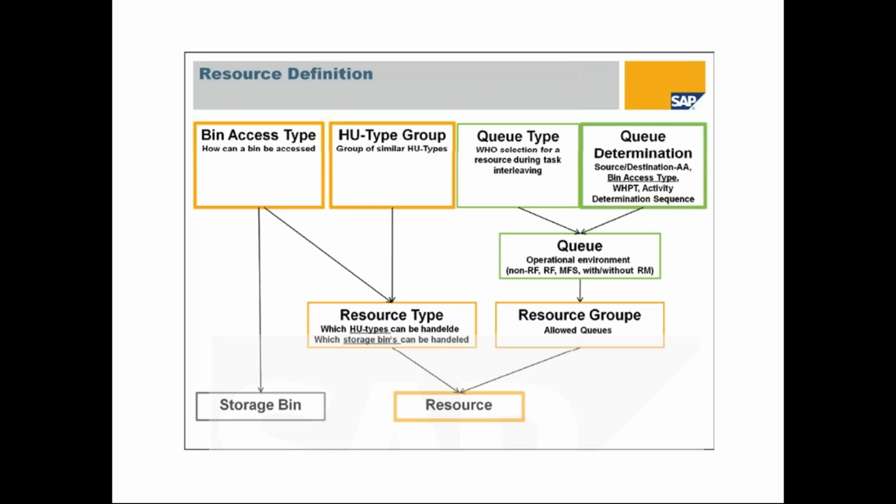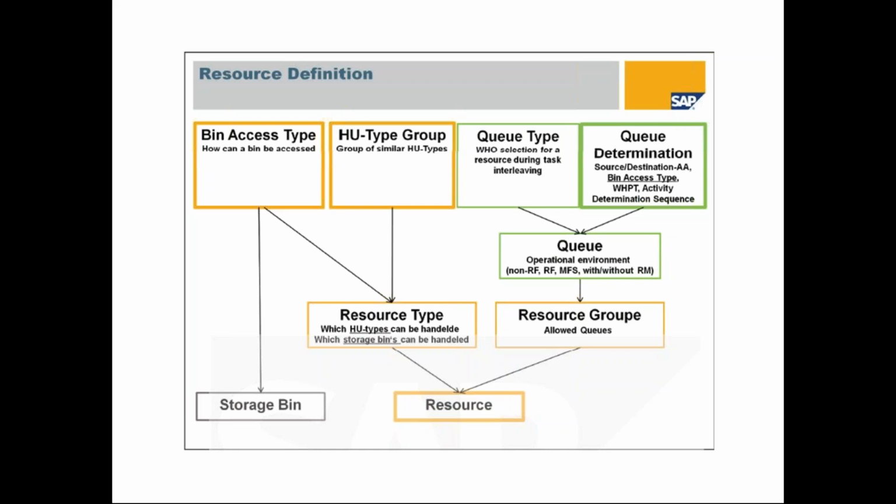Once the queue is determined, where I want to execute this queue, either RF, non-RF, or MFS. Ignore that MFS, RF or non-RF. Either you want to execute that queue in RF gun environment or non-RF gun environment. Like we maintain the specific queues and determine with that 5 control parameters.